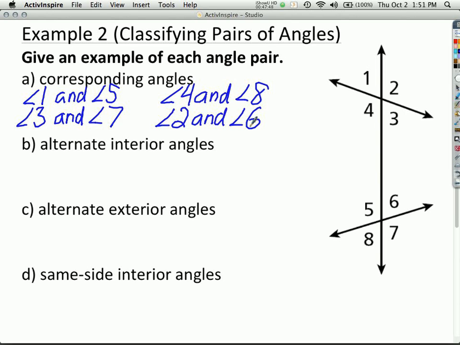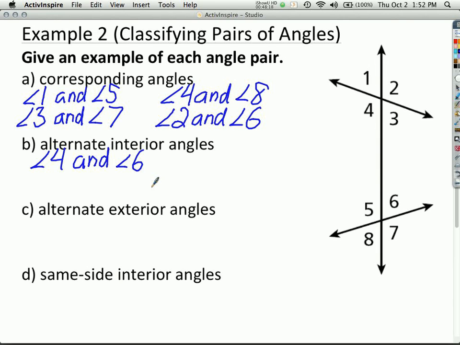What about alternate interior angles? Let's see what we figured out already. Think about the name and think about where they would be. Okay, Sharif? Angles 4 and 5. Well, angle 4 and angle 5 are on the same side of the transversal, and alternate means on the other side of the transversal. 4 and 6. So angle 4 and angle 6 are alternate interior angles.